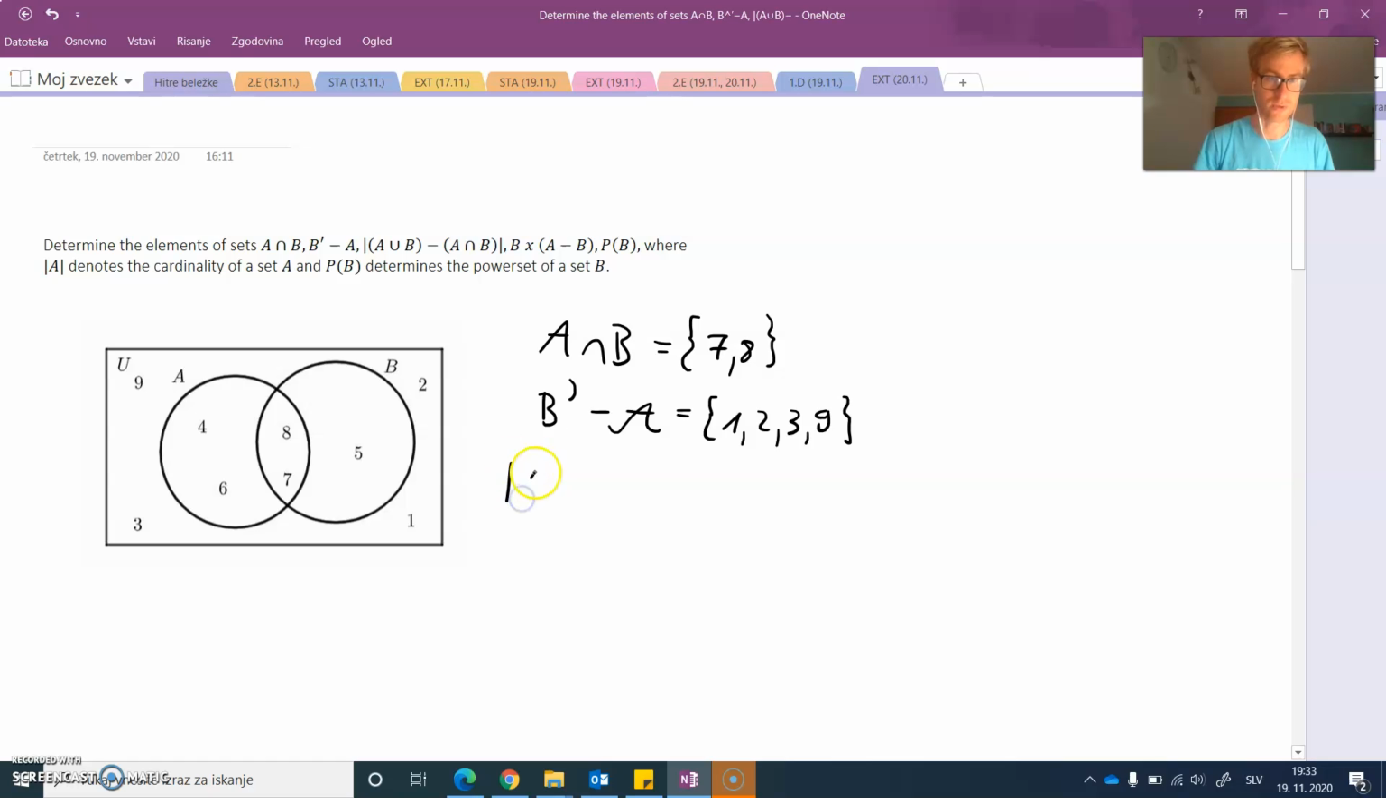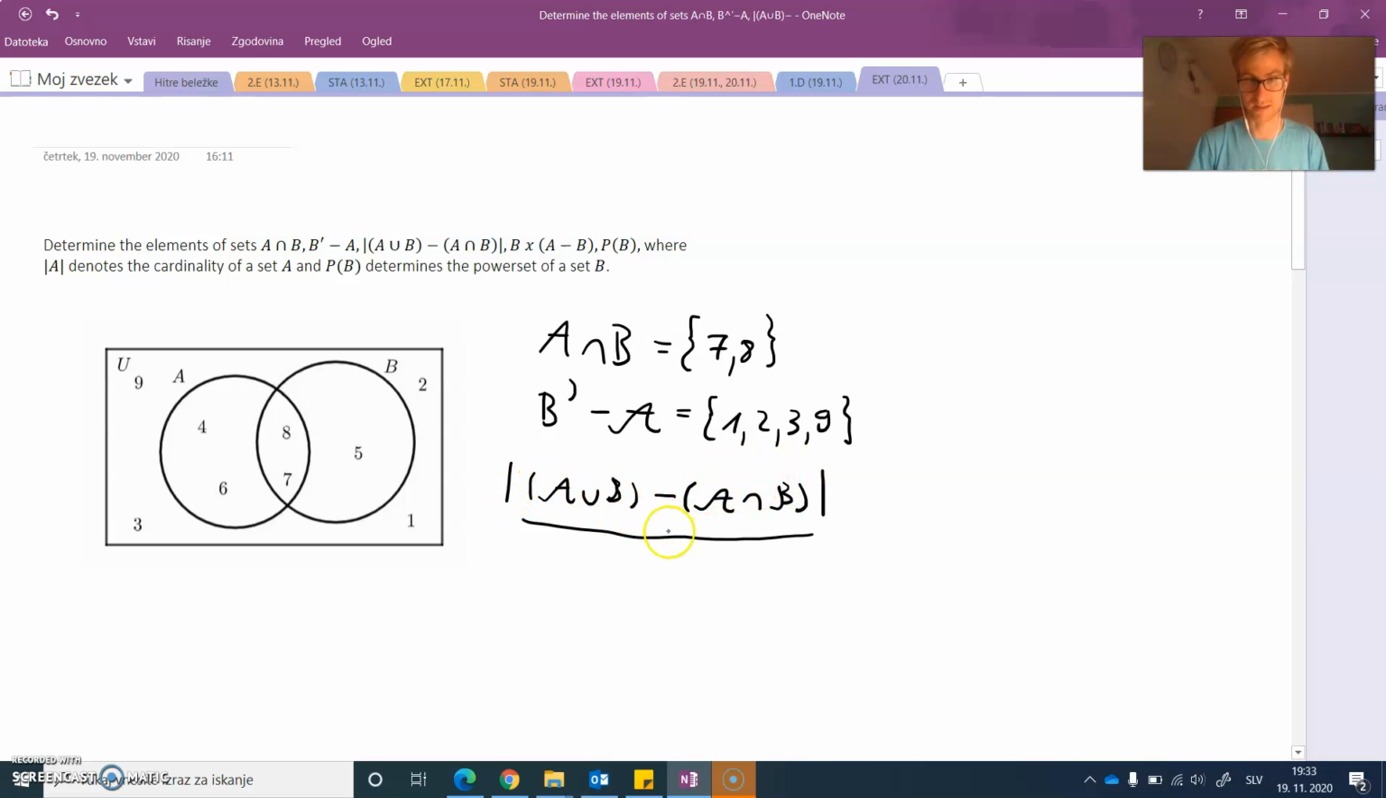Then you had to determine this one. A union B without A intersection B. And then this notation here, this basically means the cardinality of this set here. Cardinality means the number of elements that this set in here has, the underlined set. So A union B, that's whole of A and B, 4, 5, 6, 7, 8, and then you take A intersection B out, meaning you'll get 4, 5, and 6. Okay, and now the answer to this one is easy. The cardinality of this set, well, it's 3.